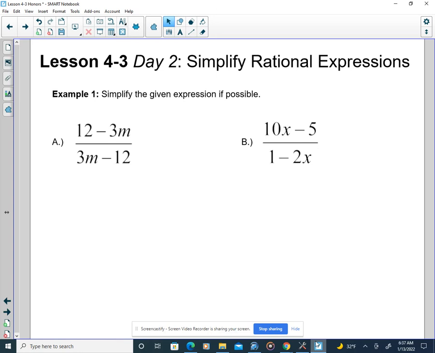Welcome back. Today we're going to be simplifying rational expressions. And today I'm going to be showing you a little trick that you can use. You'll be using this trick on today's assignment.